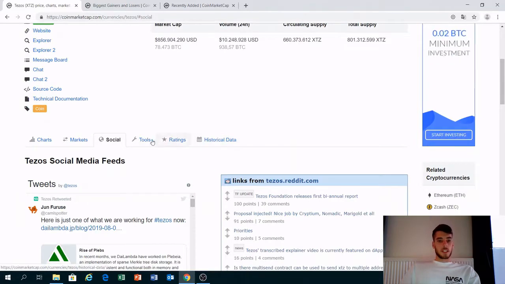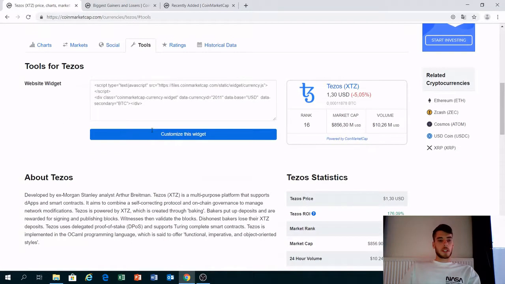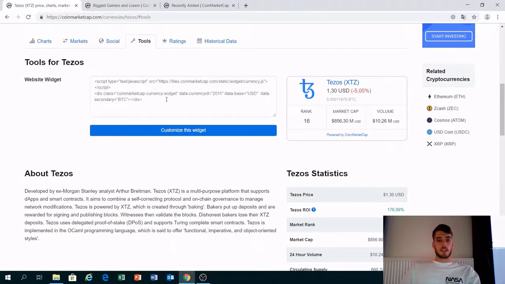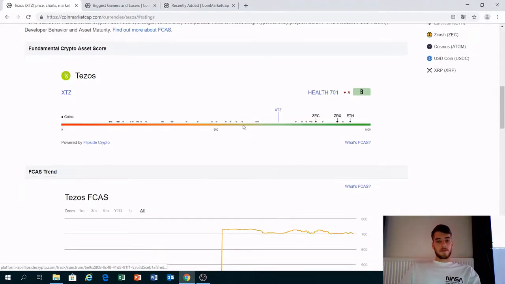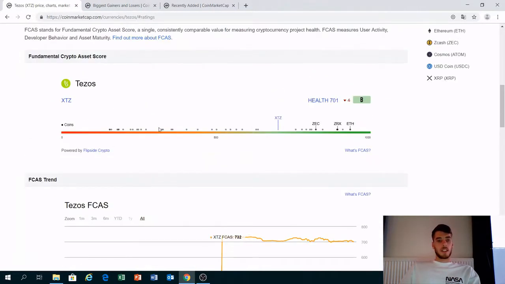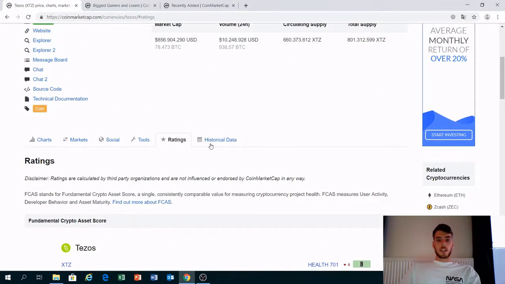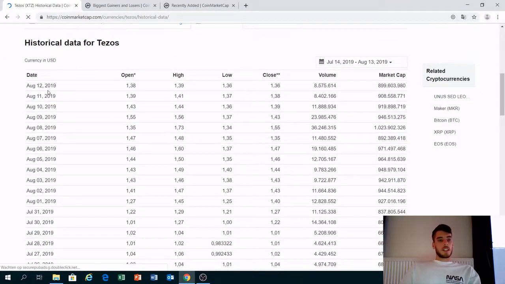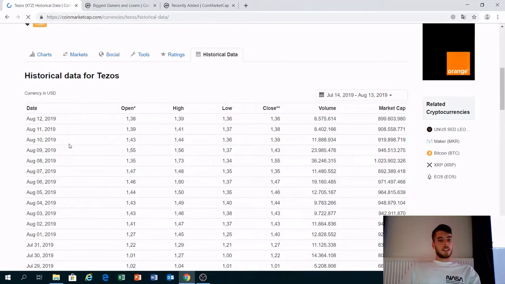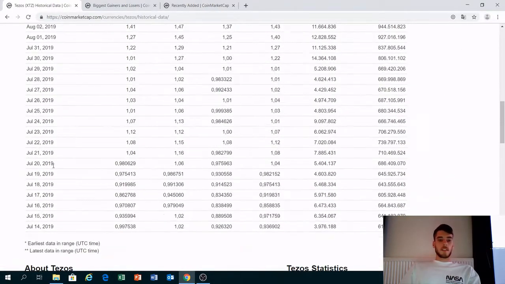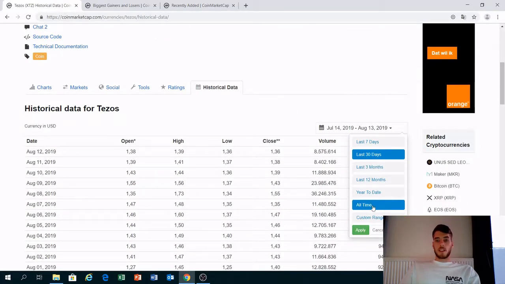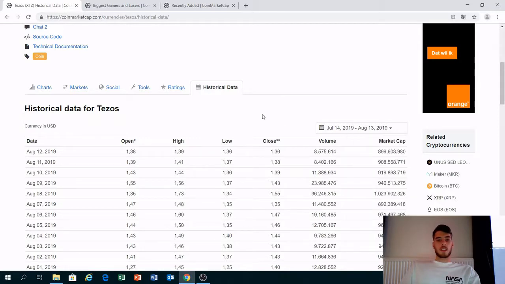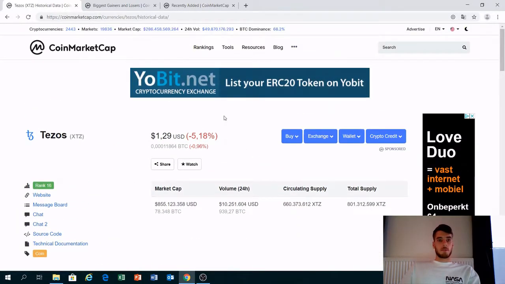So what we got over here, we got some tools for website digit. If you like this on your website, you can add it. Ratings, I would not really recommend these ratings from this website, so I'm just gonna leave it at that. And the historical data. Here you can see the price every day in the past, and of course you can look here and apply the changes. Okay, that's not really important.